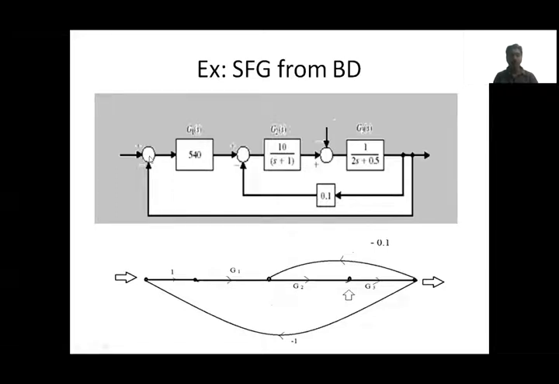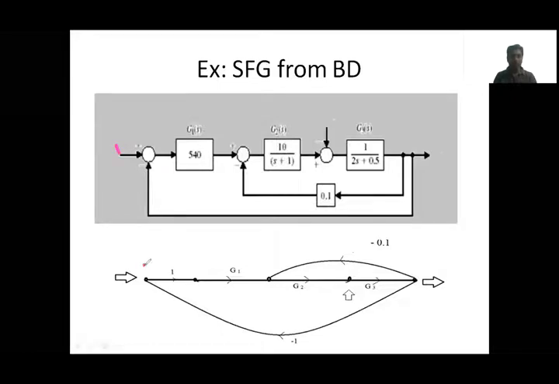After this summing point, I think it is better to give the numbering, then you can clearly understand. This is the first node, and this is the second node. In between we have a straight line, no gain, I mean a straight line means unity gain. And this next summing point is considered as the third node.